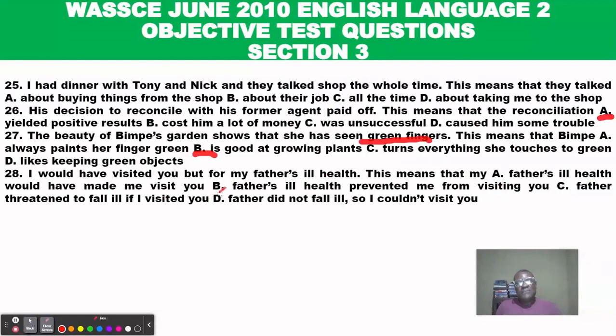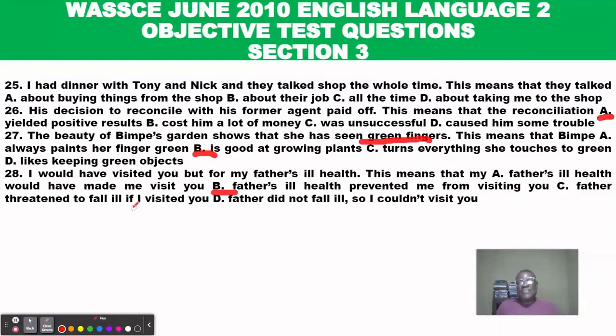Far from it. B, father's ill health prevented me from visiting you. Yes, I would have visited you, but for my father's ill health, which means my father's ill health prevented me from visiting you. If my father had not been ill, I would have visited you. But since my father was ill, I couldn't visit you. So that's just what it means.